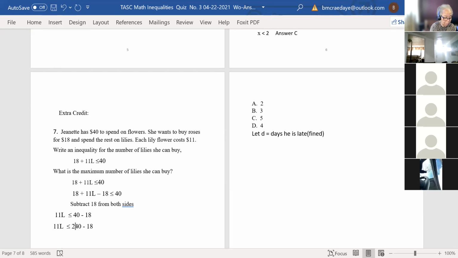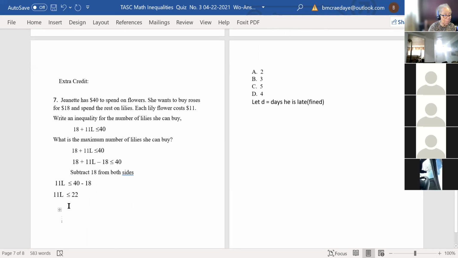So you see the answer, right? Mercedes, what's the answer? I'm saying from what I wrote here, you could tell me the answer. If 11L is less than or equal to 22, what's L equal to? It's equal to 22. No. How do you solve this inequality for L?